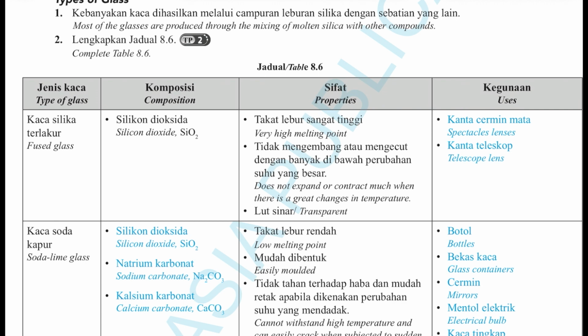We have a fused glass. The composition is silicon dioxide, SiO2. The properties is very high melting point, does not expand or contract much when there is a great change in temperature, transparent. Uses: used to make spectacles, lenses, telescope lens.